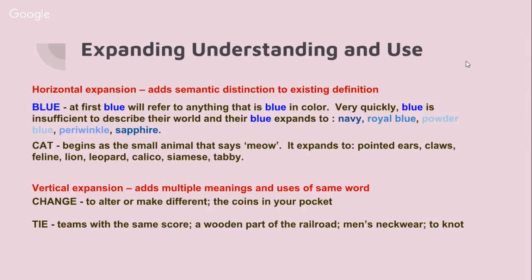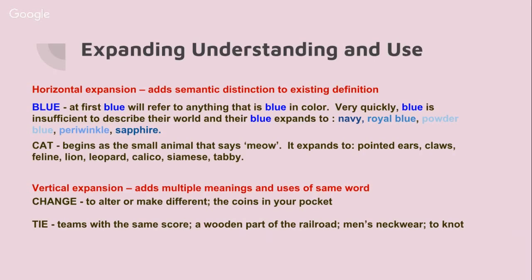So now we're going to talk about how this process happens. It happens through two functions, through horizontal expansion and through vertical expansion. So when we do horizontal expansion, what we are actually doing is adding semantic distinction. What that means is while blue is a concept most young children understand, variations of blue, such as periwinkle, sapphire, powder blue, and navy, evolve over time by distinction. We vary them because we agree that there are variations of blue.